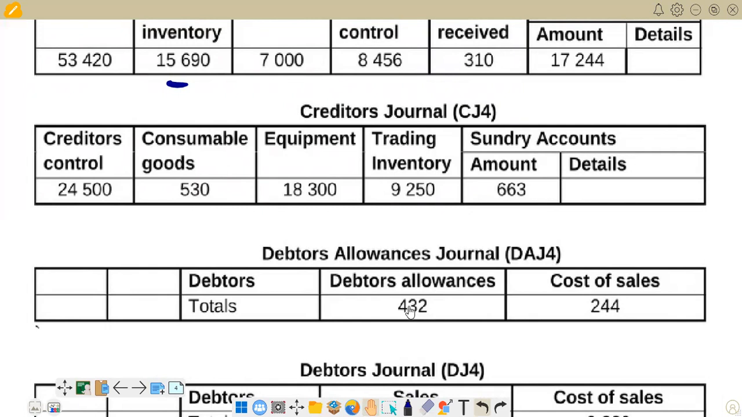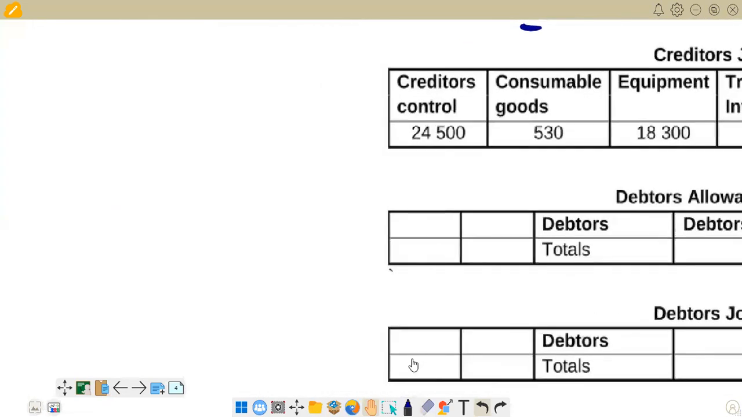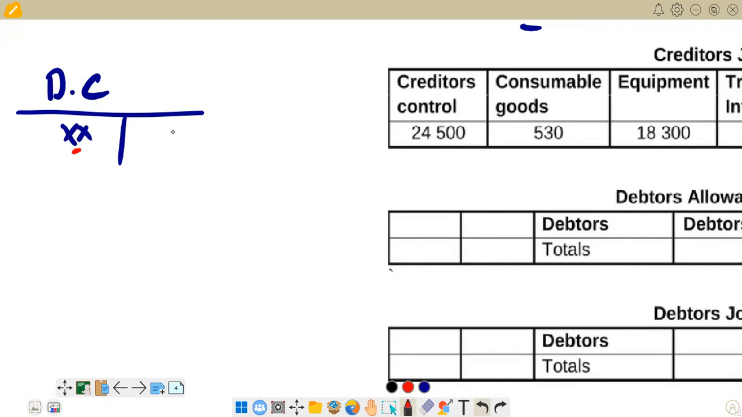Remember, this figure is an allowance, and it represents returns that have taken place. The debtors have returned some goods. So when they return them, we are doing the opposite in the debtors control, because this is our debtors control account. When we sell goods on credit, we enter on the debit side. But when the goods are returned, it means we want to reduce this amount. So we are going to enter on the credit side the amount that has been returned, so that it reduces this amount.